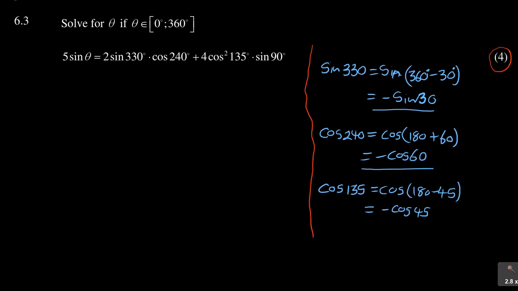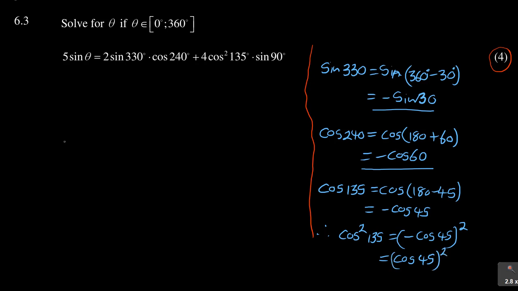the square part means therefore cos squared 135 is equal to minus cos 45, everything is squared. Then the negatives cancel each other, which is the same as cos 45 squared.